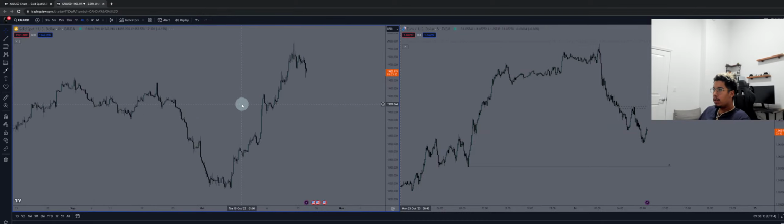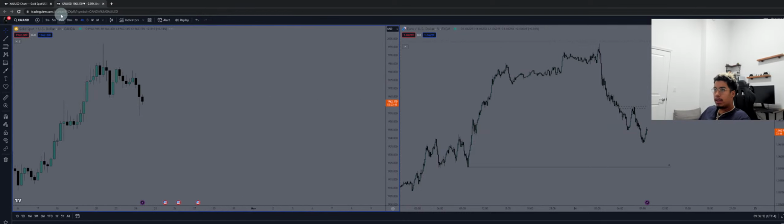Now for gold, nice little impulse again, kind of the same thing that we're having with the other pairs. What I'm looking for is a nice little sweep of liquidity, so I can continue on with these models, with these drops here.